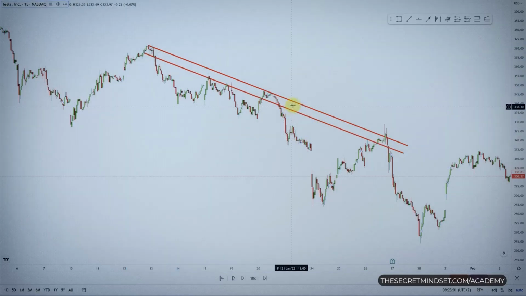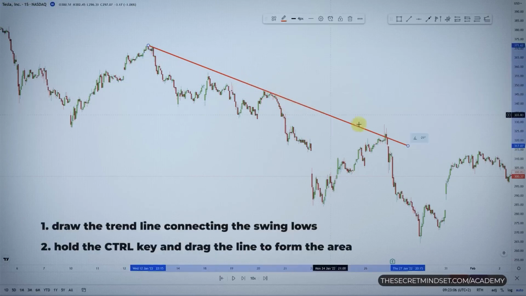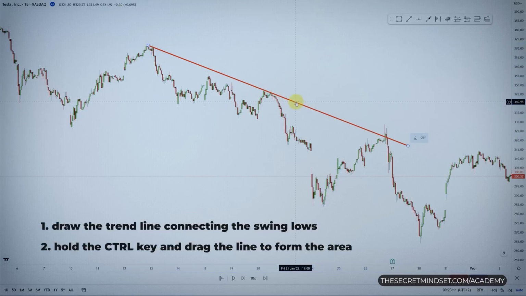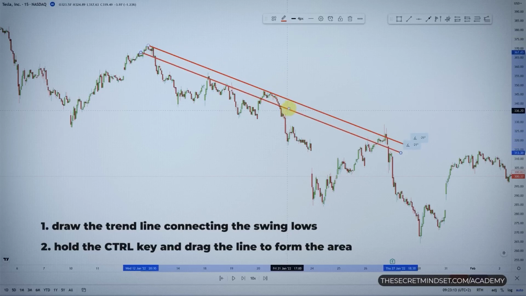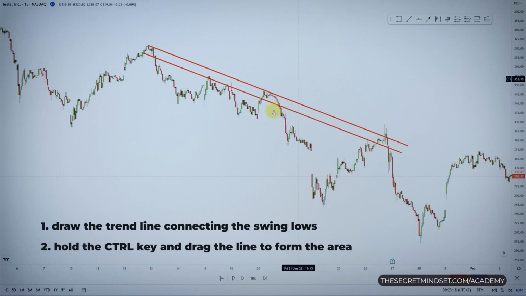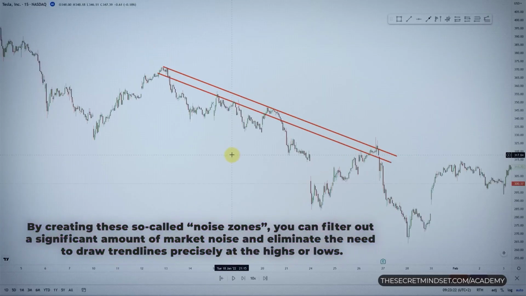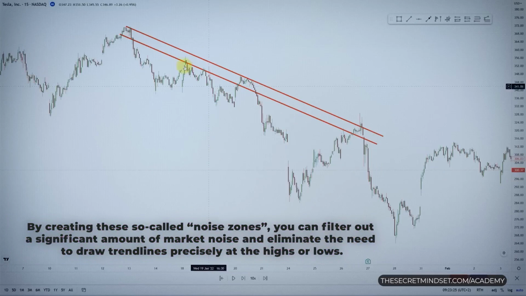resistance. Here's a quick tip on TradingView. First, you draw the trend line, connecting the swing lows. Then you hold the Control key and drag the line to form the area. This can give you a bit more wiggle room to enter or exit a trade. By creating these so-called noise zones, you can filter out a significant amount of market noise and eliminate the need to draw trend lines precisely at the highs or lows.